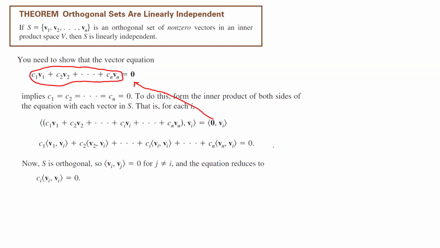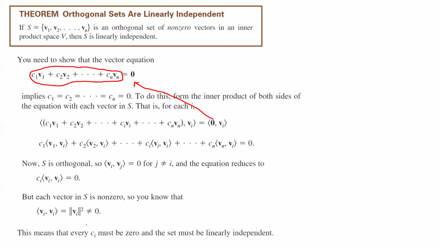S is orthogonal. So vi and vj, their inner product is equal to 0 for any indices i and j that are not equal to each other. So what's the meaning of that? It means that ci times the inner product between vi and vi is equal to 0. And if you write it as the magnitude of vi to the second power, it cannot be equal to 0. Very good. This means that every ci must be 0 and the set must be linearly independent.